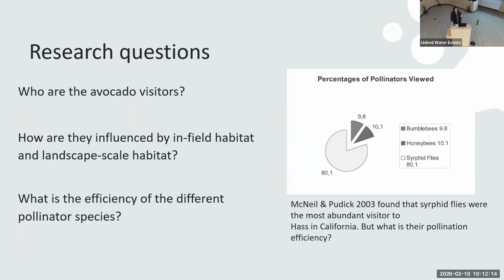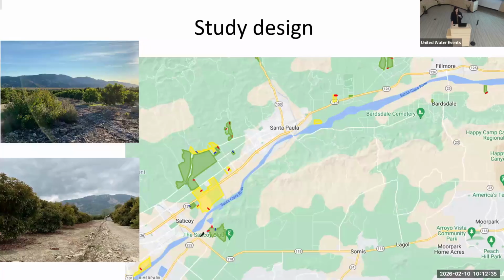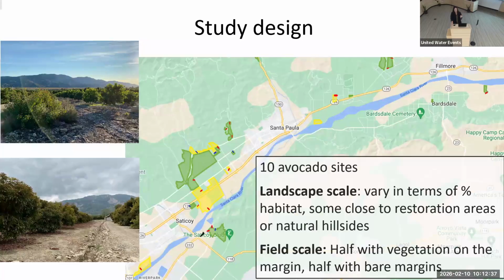So the research questions I've been working on with my collaborator, Neil Williams at UC Davis, are: who are the avocado visitors? Like, who are the actual flies and wasps and wild bees in Ventura avocado? How are they impacted by infield habitat, so those hedgerows and flowering patches, and also the landscape level habitat? When you zoom out from the farm, there are natural habitat patches. What's that doing? And then which ones are actually contributing pollen, and what is their role relative to one another?